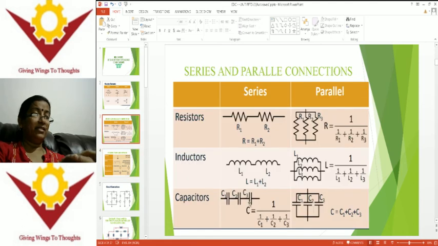Capacitors connected in series means C1, C2, C3 are connected in series. C is equal to 1 by 1 over C1 plus 1 over C2 plus 1 over C3. And similarly, if the capacitors are connected in parallel, C is equal to C1 plus C2 plus C3. In case of capacitors, it's opposite to the calculation of resistors as well as inductors. So these are the formulas if the components are connected in series as well as in parallel, for three different components of electronics, that is passive components.